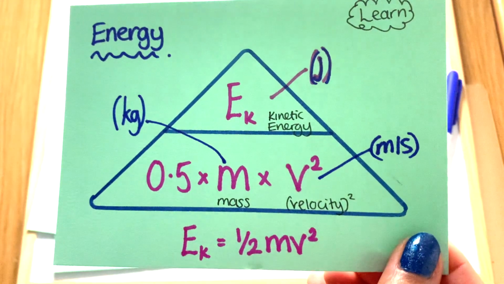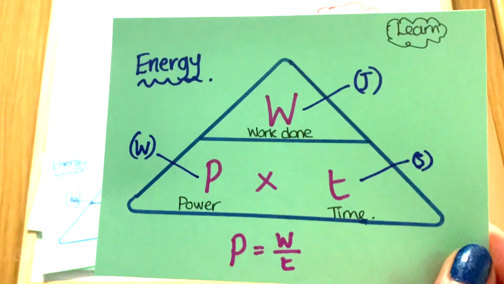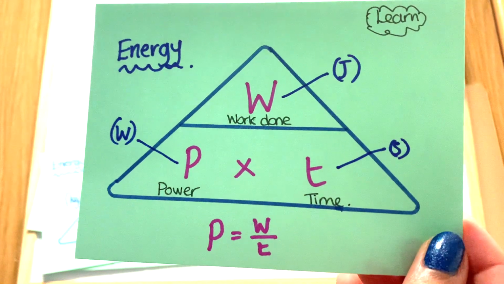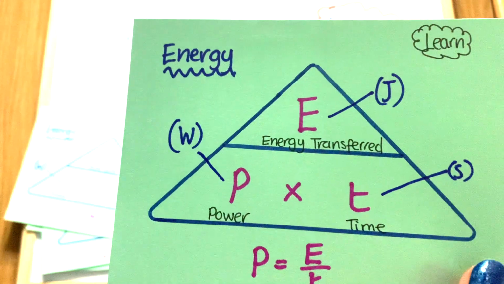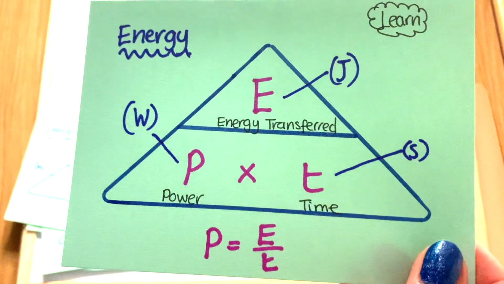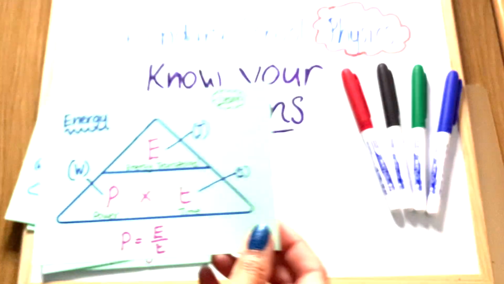Kinetic energy is a half mass times velocity squared. Work done is power times time. Energy transferred is the same, power times time. So energy transferred and work done are the same.